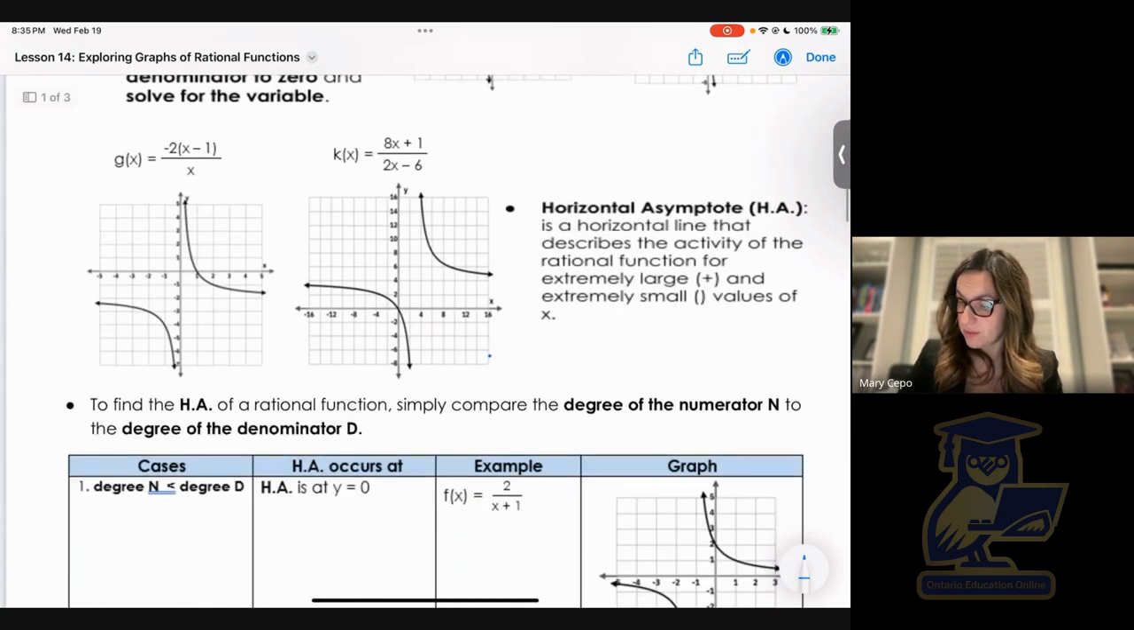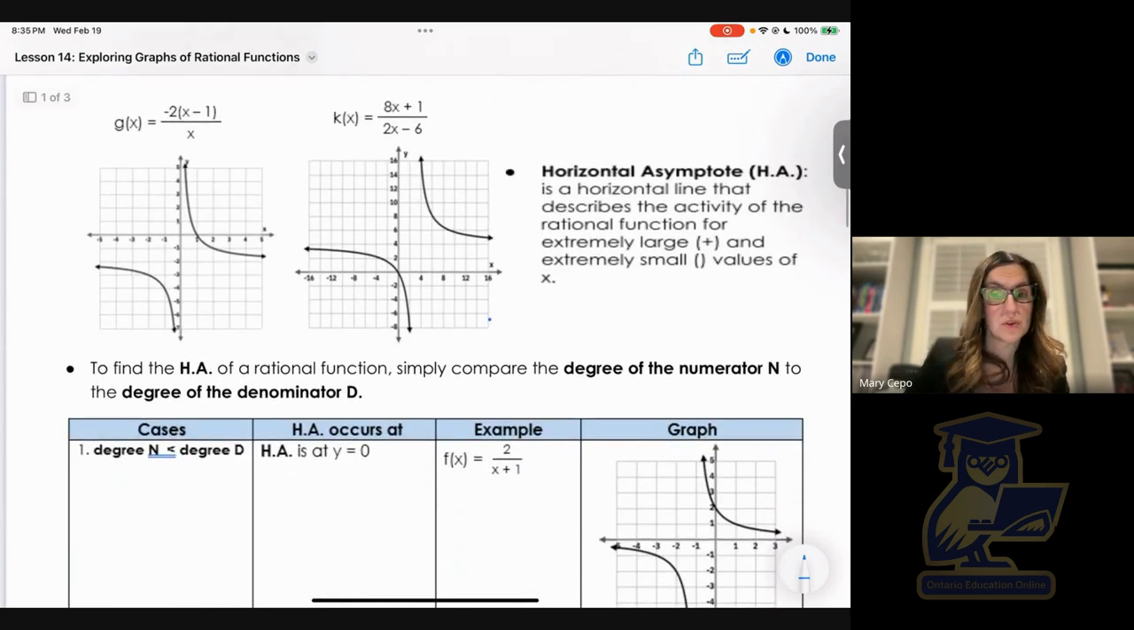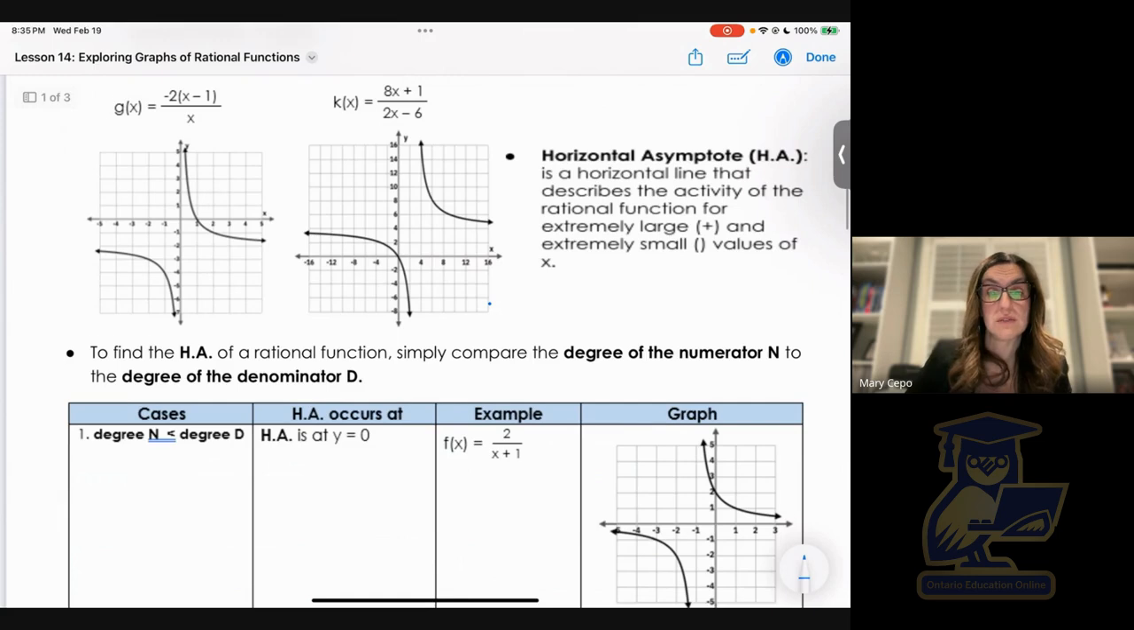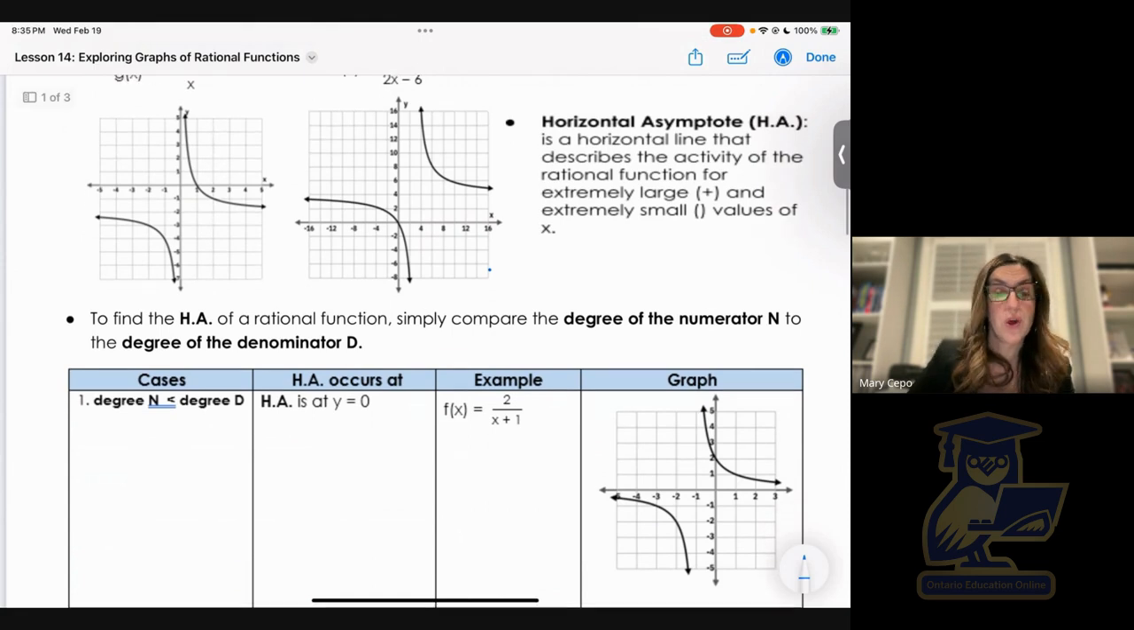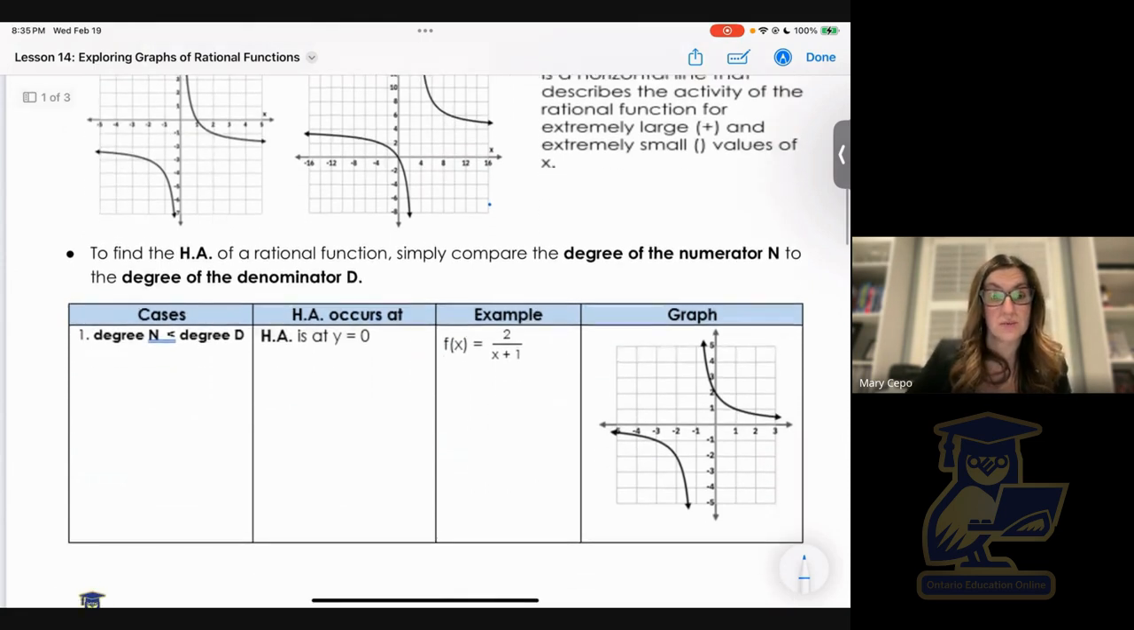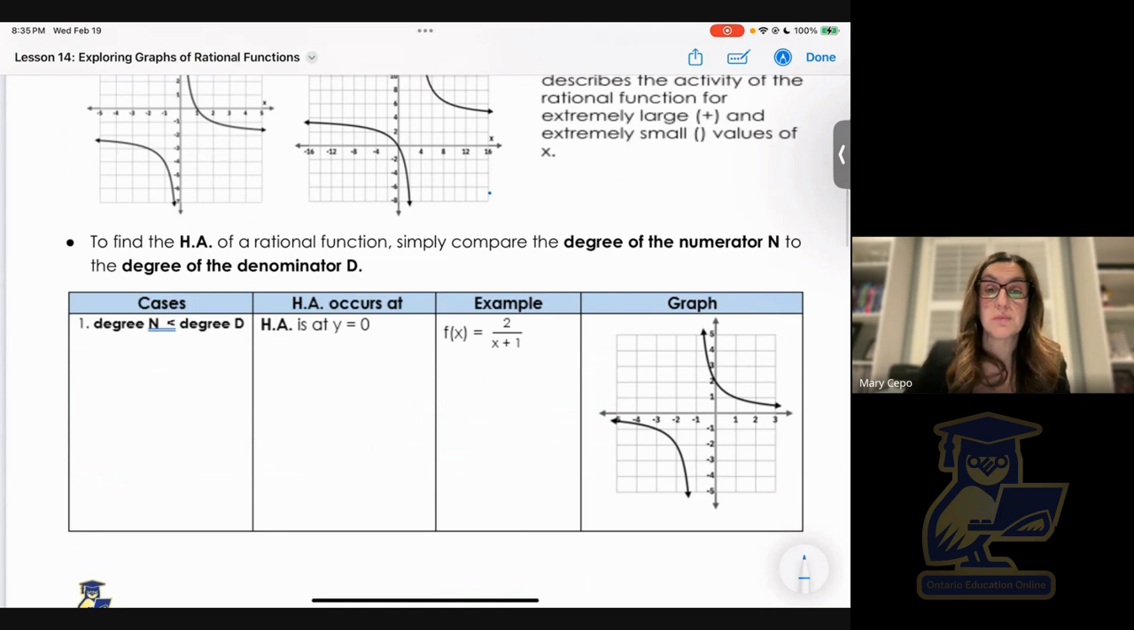Another key concept we're going to be looking at is the horizontal asymptotes. A horizontal asymptote is a horizontal line that describes the behavior of the rational function for extremely large values of x and extremely small values of x. To find the horizontal asymptote of a rational function, we simply compare the degree of the numerator to the degree of the denominator. So there are 3 different cases we will be exploring.